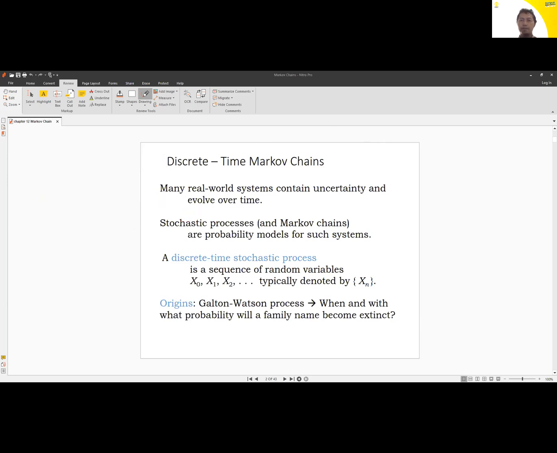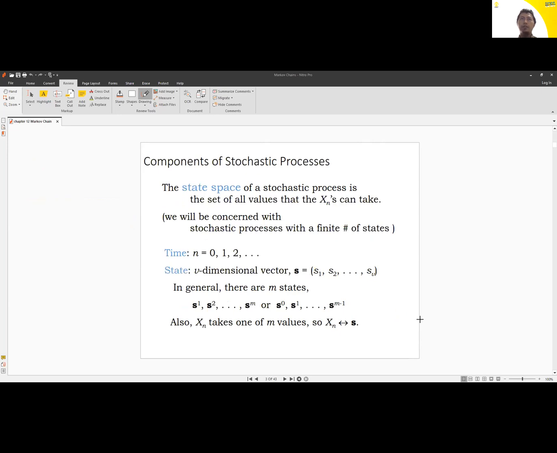Okay, we move forward. A component of a stochastic process is the state space of the stochastic process itself. It is the set of all values that xn can take. Remember that this is a process, because a process belongs to the time domain.